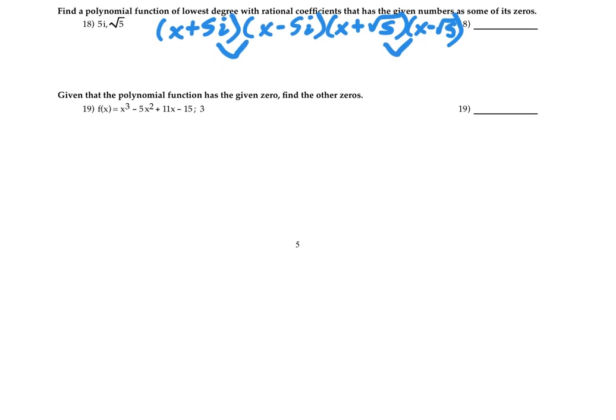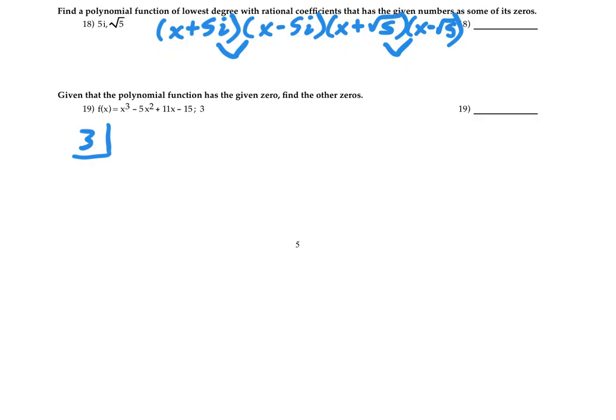Okay, number 19. Given a function and one of the zeros is 3, find the other zeros. The first instinct for a lot of people here is to put it into the calculator, okay? And that's not a wrong thought, but if we put this one into the calculator, there's no way for me to find those other zeros on my calculator. So that's where synthetic division is going to come into play.